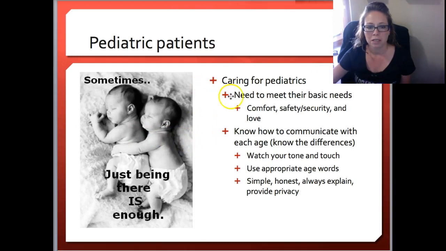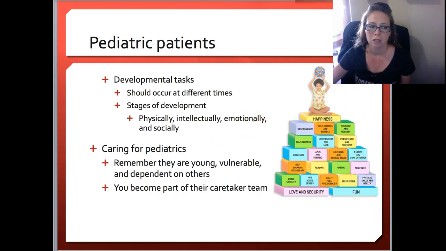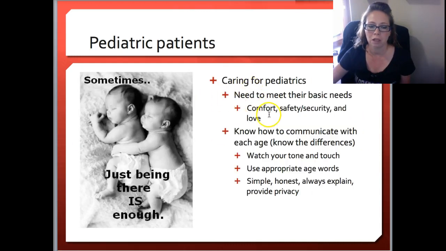We need to meet their basic needs to help them reach the top of that pyramid, which is happiness. Okay? So you need to make sure that they're taken care of, that they feel comfort, safety, security, and love. Okay? Just like our Maslow hierarchy of needs, we want to meet the needs to get up to self-actualization.